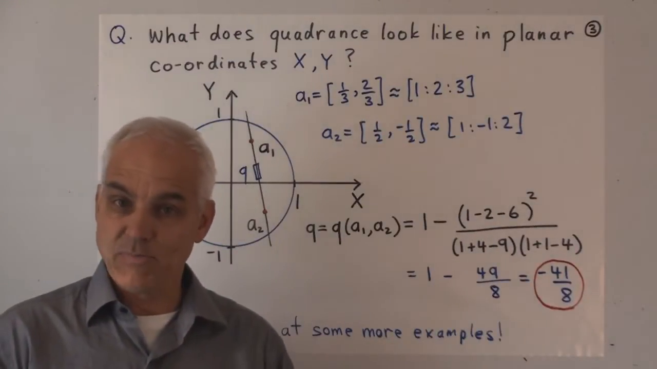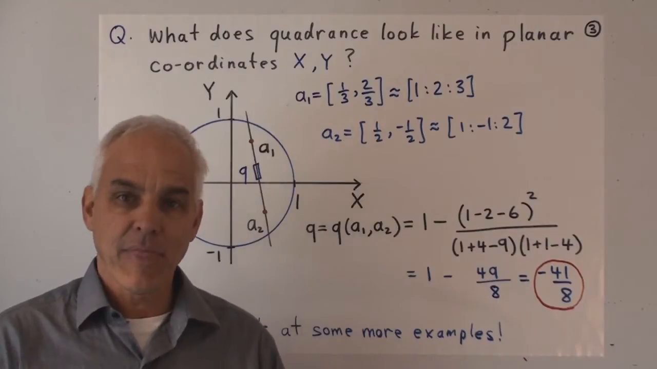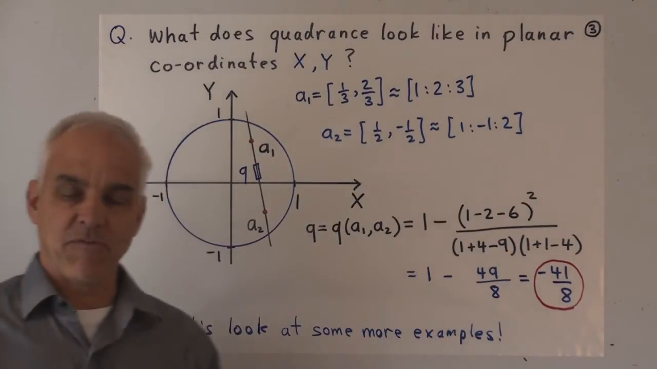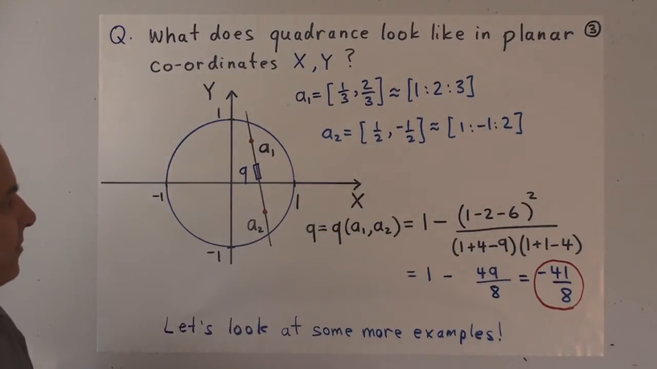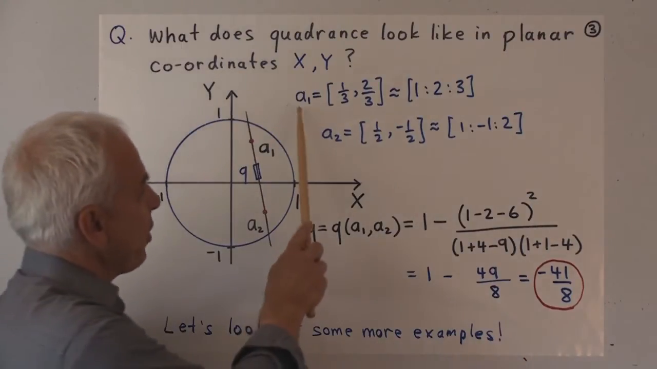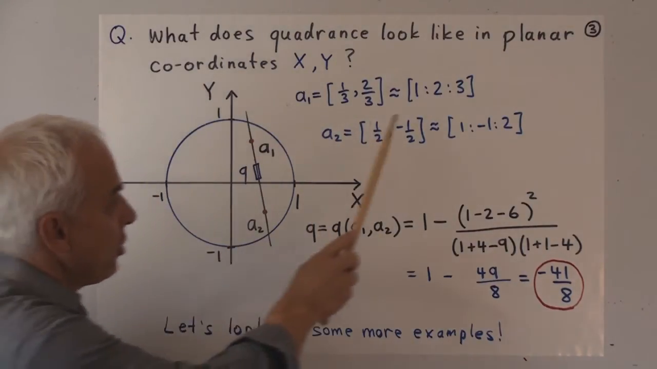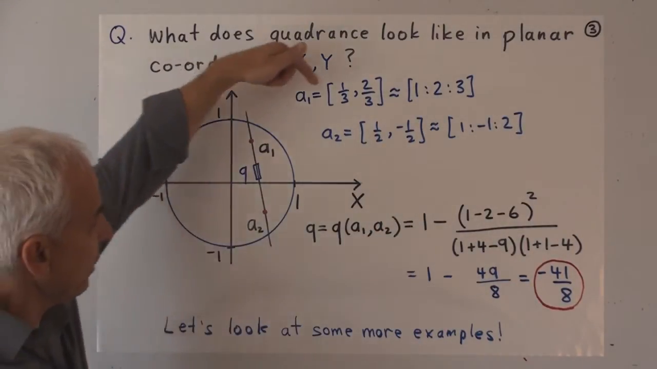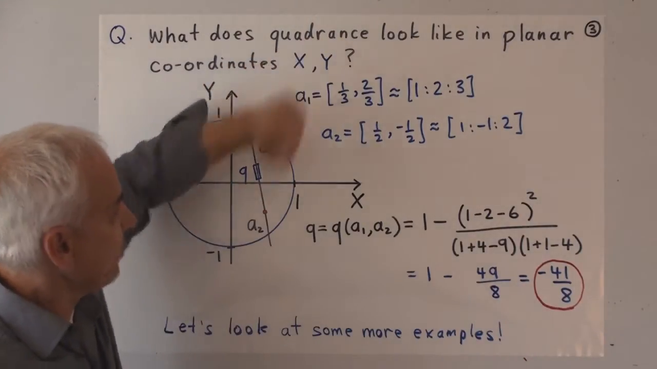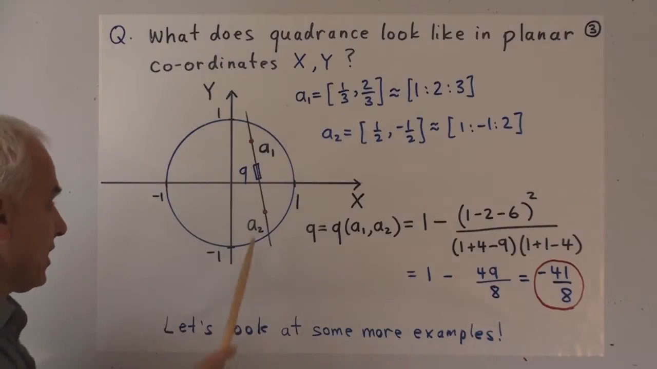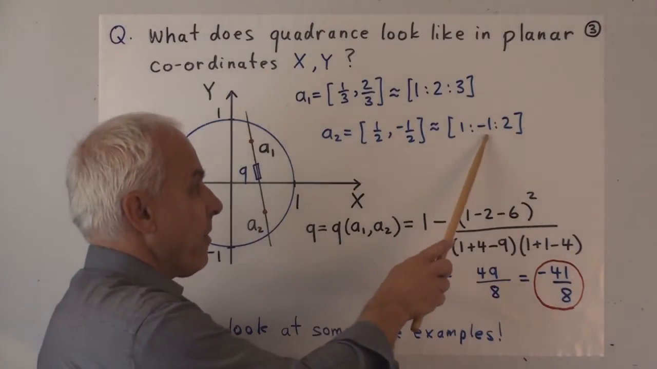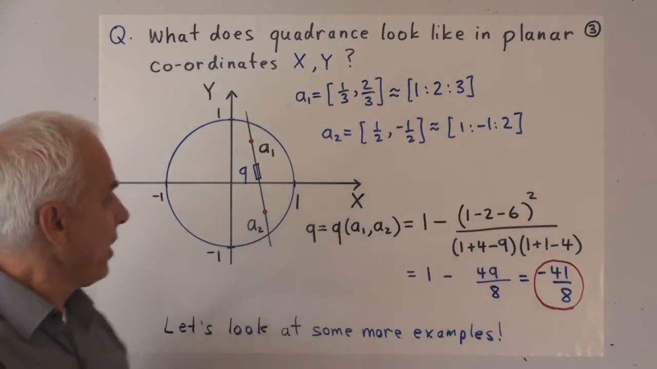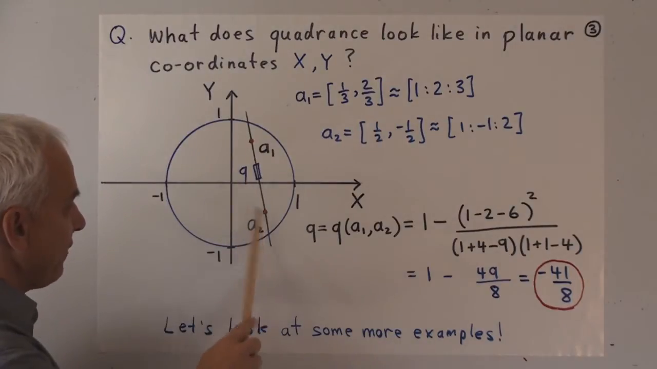So if we're going to visualize points in the plane, as we like to do, a natural question is, what do the quadrants look like when we think about it in terms of planar x and y coordinates? So for example, let's consider this point A1 that we've just been looking at, whose official coordinates are 1 to 2 to 3, but which can now be identified with a point in the plane with coordinates 1/3 and 2/3. And let's choose another point, say the point A2, whose official coordinates are 1 to -1 to 2. If we divide by 2, we get 1/2, -1/2, giving us the point 1/2, -1/2 down here.